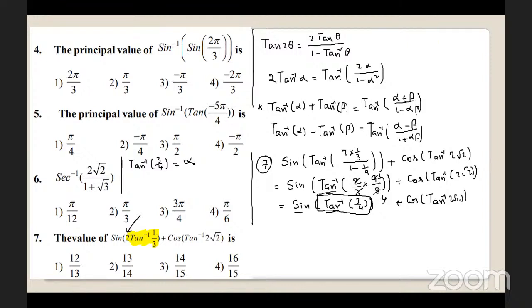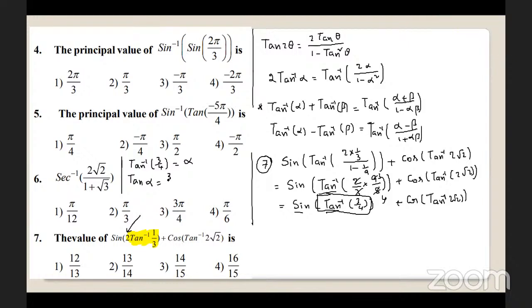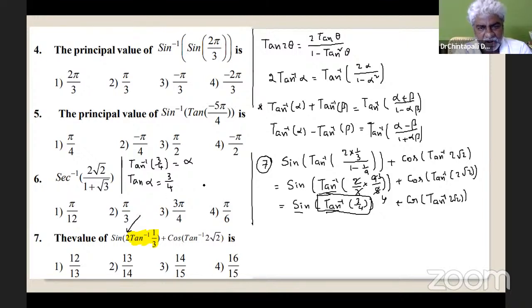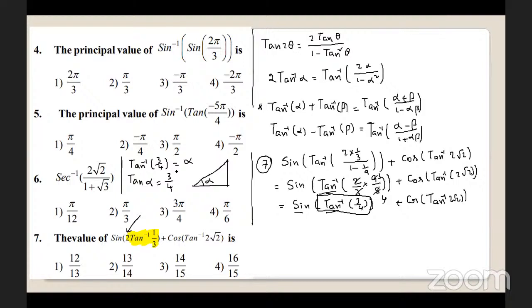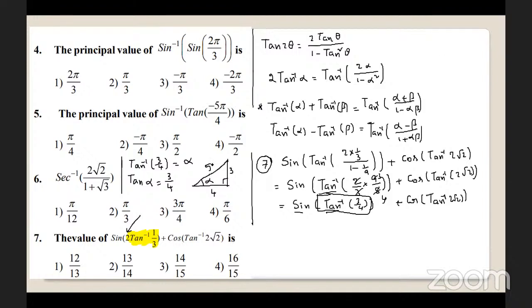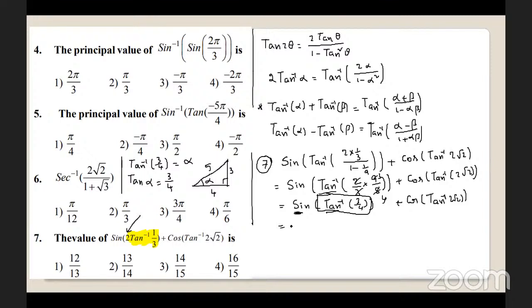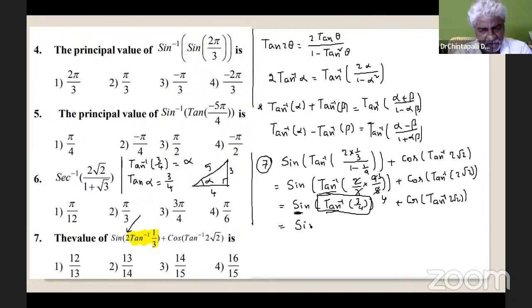Now, take tan on both sides. It will become tan alpha is equal to 3 by 4. Draw a diagram for alpha. Tan means opposite side by adjacent side, so the opposite side is 3 and the adjacent side is 4. The hypotenuse is 5. Can you say sine alpha from it? Sine alpha is 3 by 5. So tan inverse of 3 by 4 is equal to sine inverse of 3 by 5.